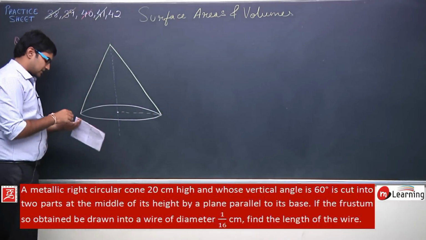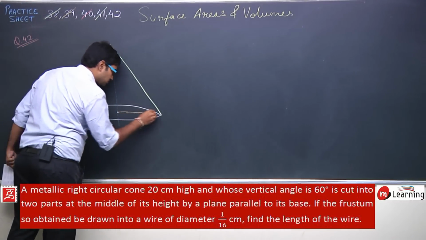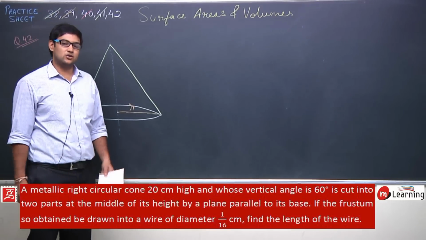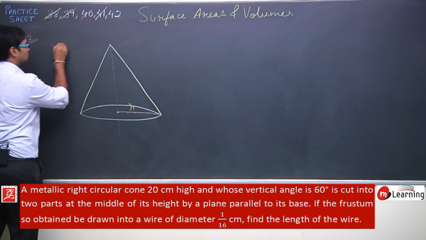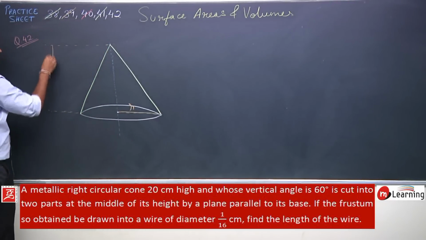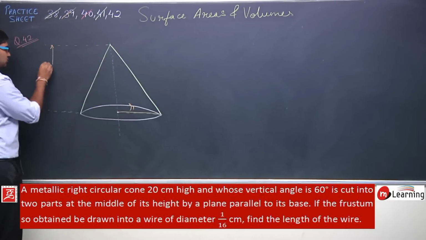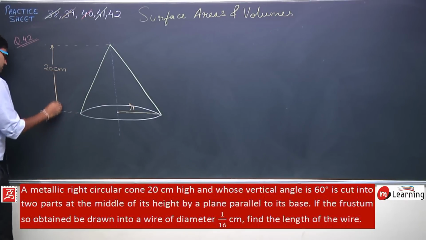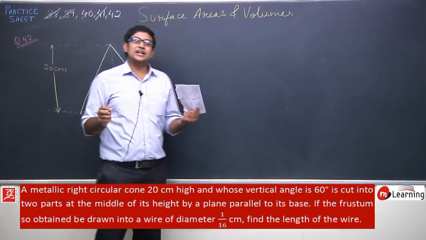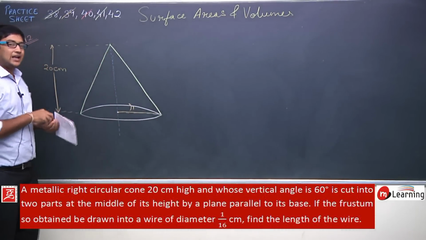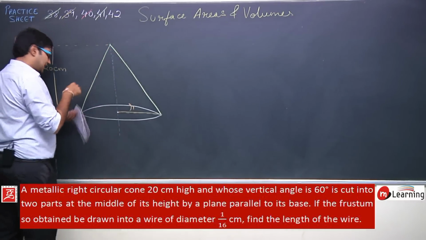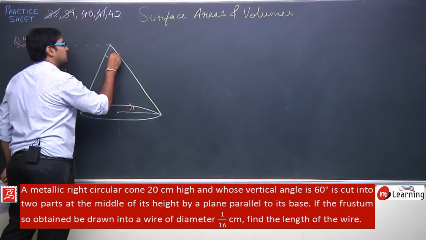This represents the radius. This is the radius r. Let us say r is the radius of this right circular cone, and the height of this cone, meaning the distance from apex to the base of this cone, is given as 20 centimeters. This is the height of the cone and its vertical angle. Now let us understand the vertical angle. Vertical angle means the span of this cone. It means vertical angle is simply this angle.